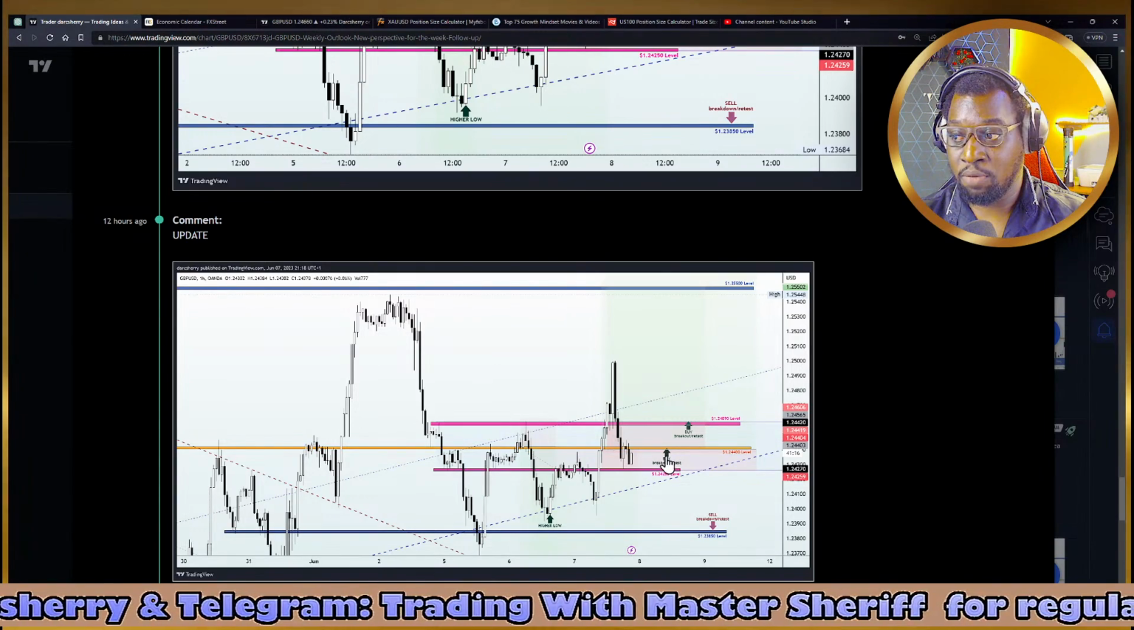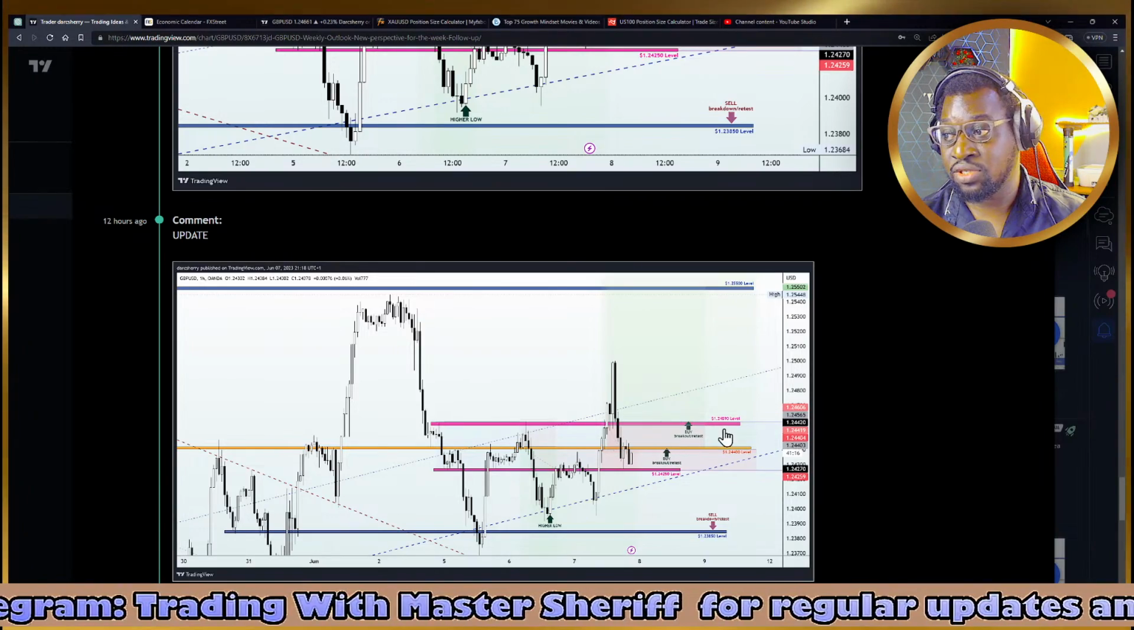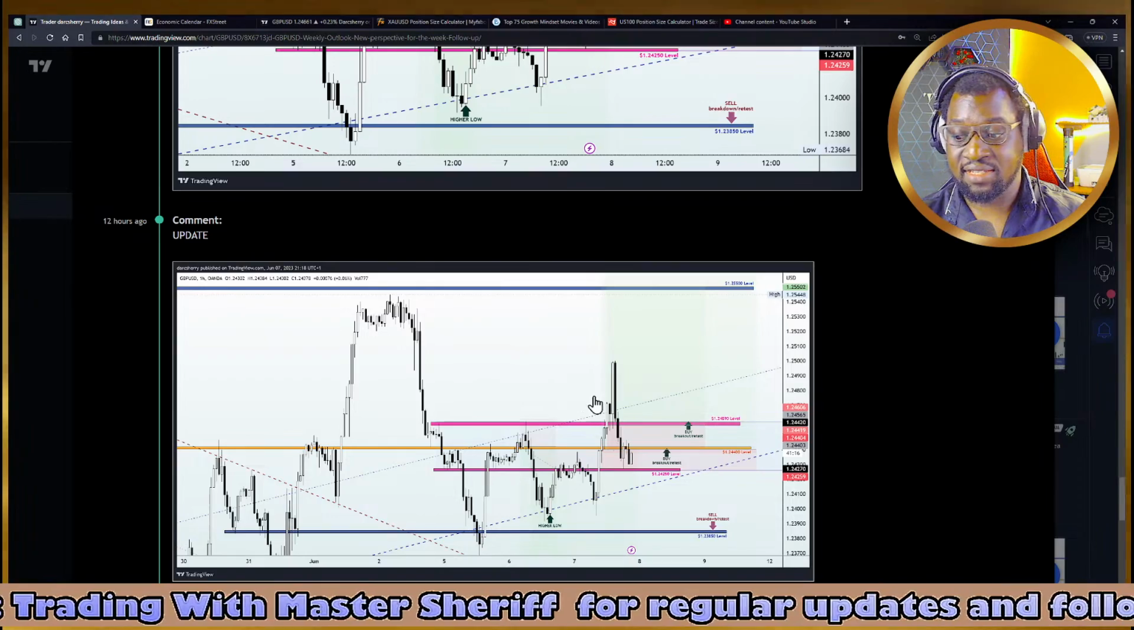So I said buy stop up, buy breakout retest of the key level, had more position at the breakout retest of the 1.24590.